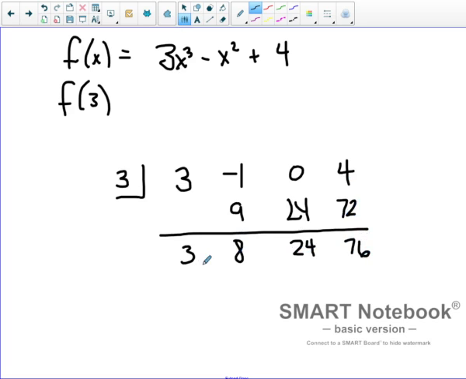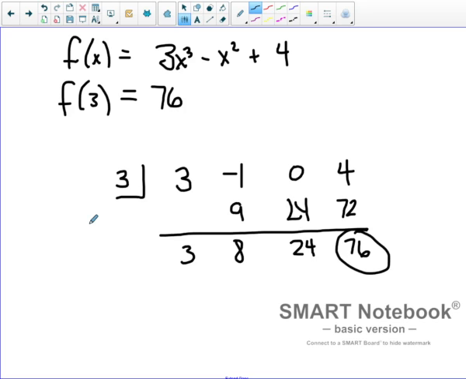So what this means is that when I plug in 3 into this function, the remainder here is my answer. This is the value that I get when I plug in 3 into this function. I get 76. So it's a nice quick way of evaluating functions without having to type out the whole thing into a calculator and build a table of values, or build a lookup table or anything like that. It's just a quick and easy way to do that.